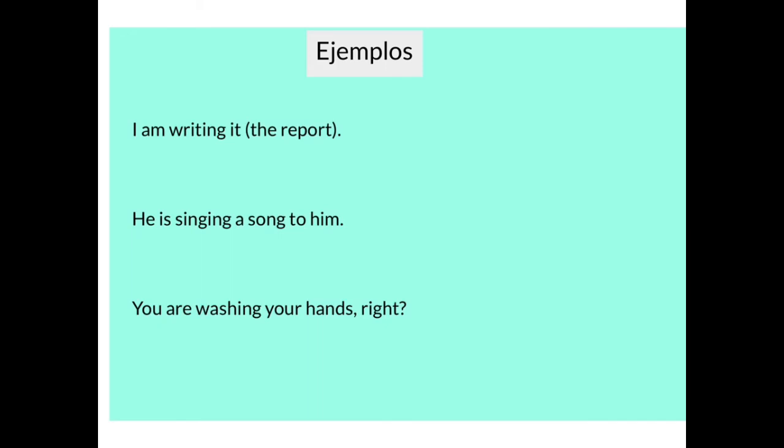Okay, let's see some ejemplos, some examples of the present progressive, so actions happening right now, but with object pronouns. So take a look at this, give it a try, then we'll go through it together. I am writing it, so this is a DOP example. It is the report, so it'll be lo for our pronoun. Yo lo estoy escribiendo, or yo estoy escribiéndolo. Remember, all one word, no space, and it's got that accent on the E.